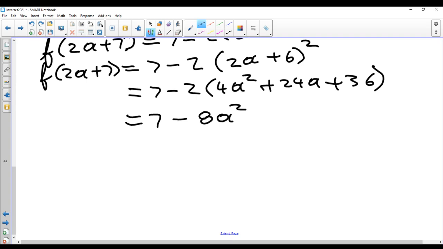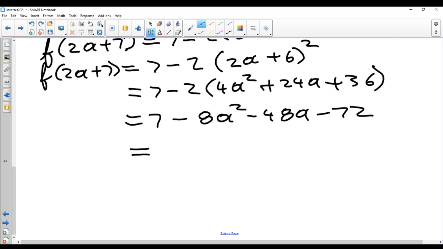How I squared the bracket? Yes, I can. Okay. You square the first term. That's the 4a squared. You multiply these two together and double it. So 2a times 6, which is 12a, double is 24a. Then you square the last term. So minus 8a squared. And then minus 2 times that is minus 48a. And then minus 72.